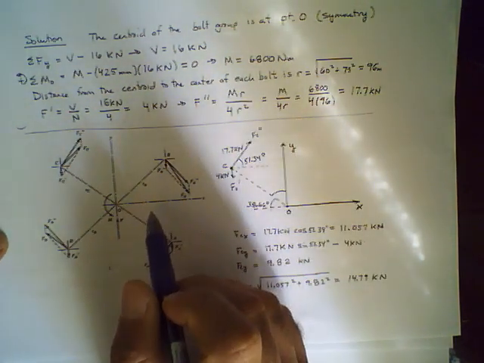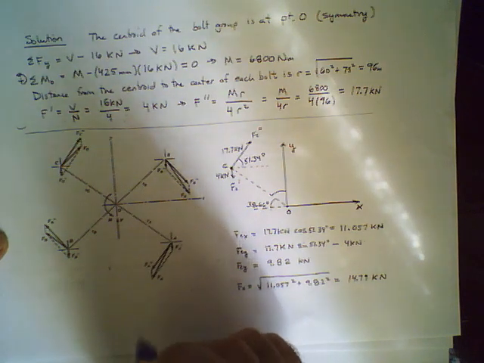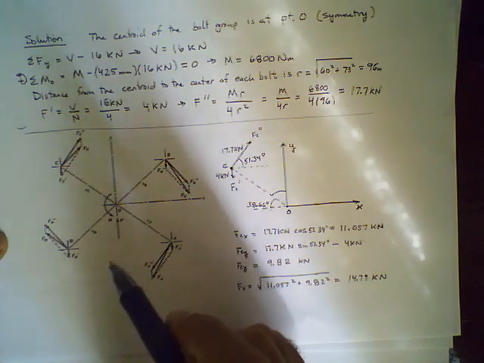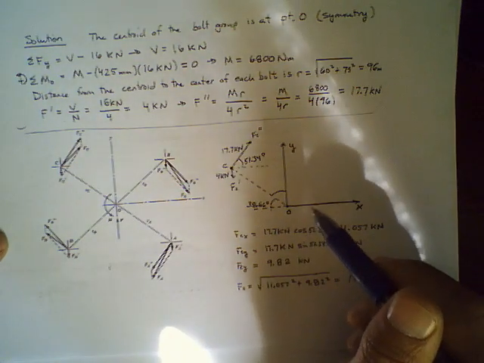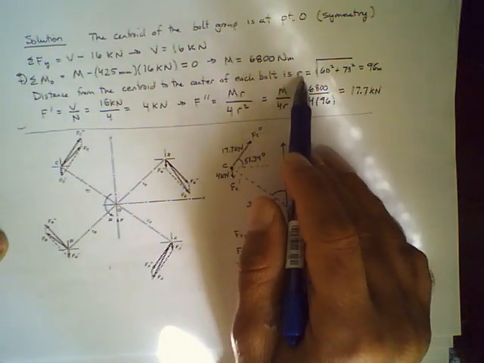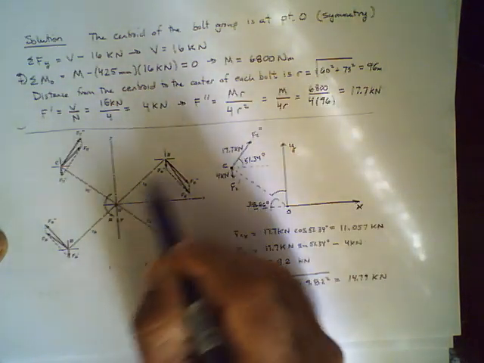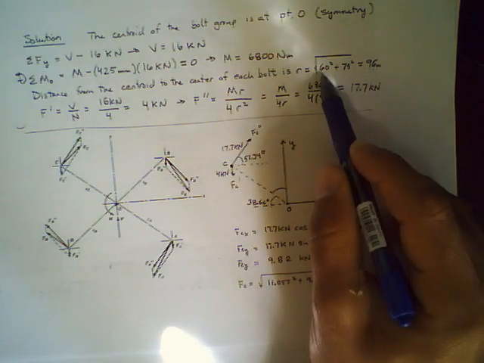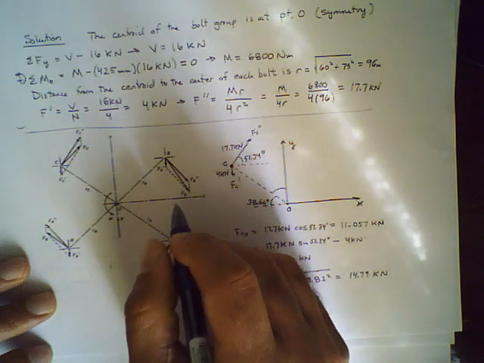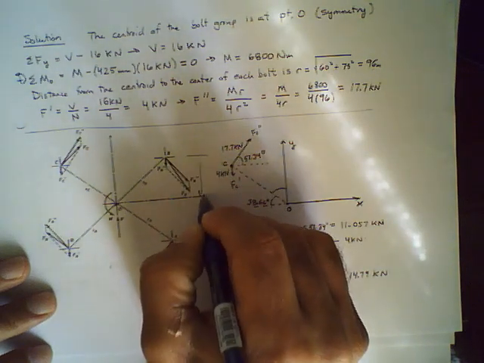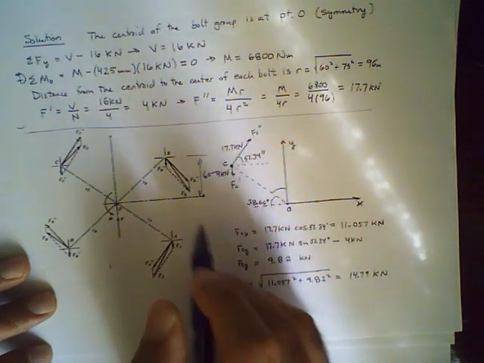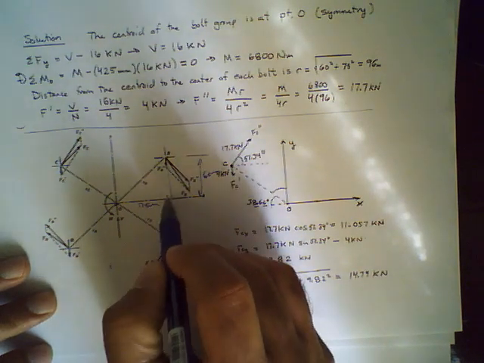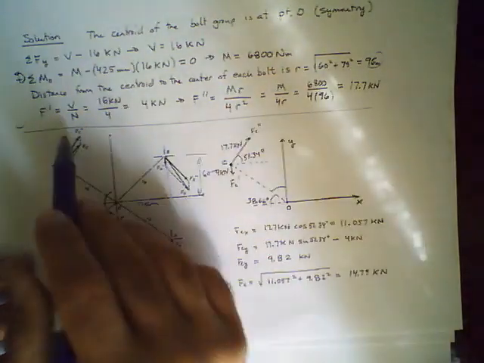So you have to keep track of the direction of this moment, right? Because it's a symmetrical system, the radius is going to be equal to the square root of 60 squared plus 75 squared, because they gave us that this distance here is 60 millimeters, and that distance right there is equal to how much? 75 millimeters, and this applies to all of them, so it's 96 millimeters.